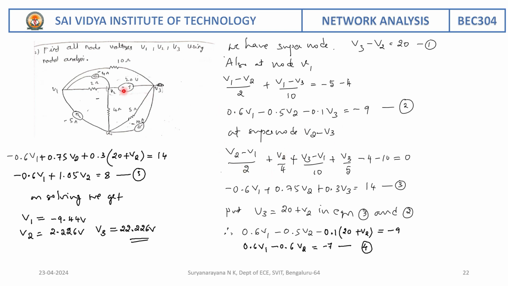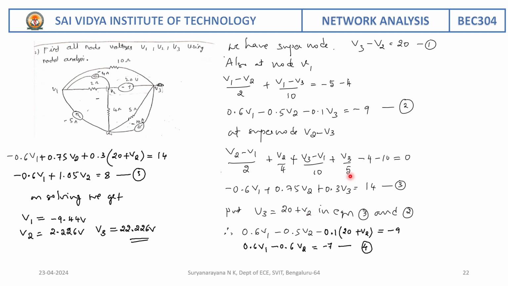Similarly, at the supernode V2 and V3, we can write V2 minus V1 by 2 plus V2 by 4 plus V3 minus V1 by 10 plus V3 by 5, and there are two currents, that is minus 4 and 10. If we consider that minus 4 is leaving the supernode and minus 10 is leaving the supernode, we are going to get 14 here. So from the first equation, what is V3? V3 is equal to 20 plus V2.